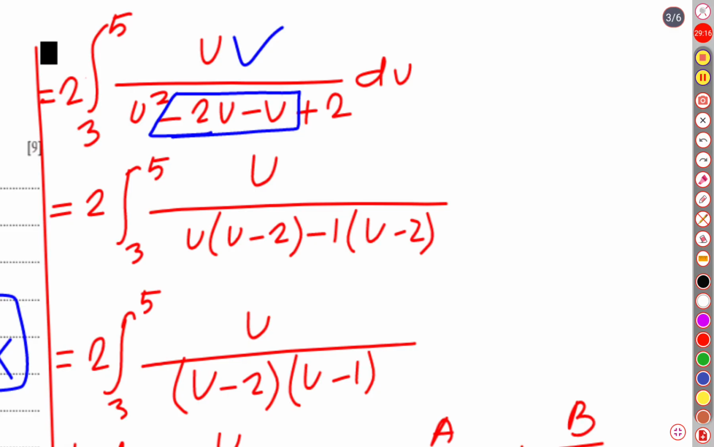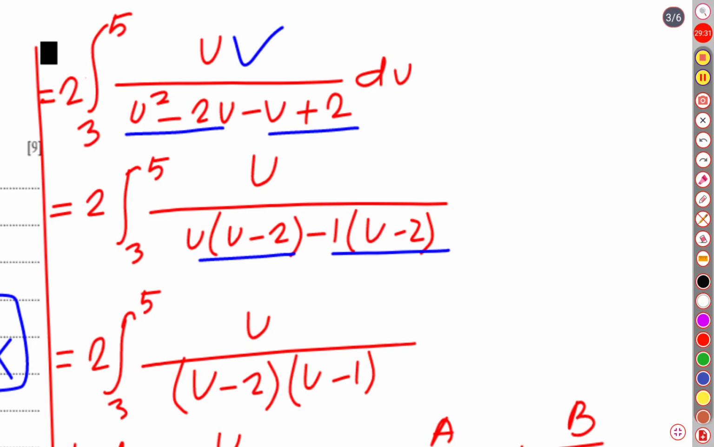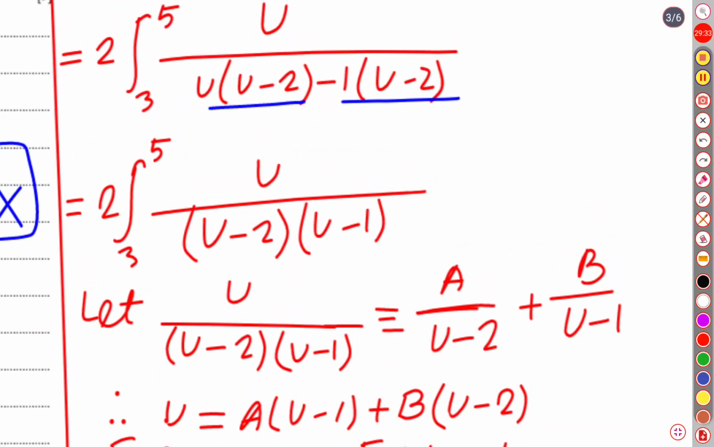From the first pair you can see that u is common. So if you take u common, it remains u minus 2. From the next pair, if you take negative 1 common, you will get u minus 2. So between these two, u minus 2 is common. If you take u minus 2, there remains only u, and from the second there remains minus 1, so we have written u minus 1. So this is actually our given function converted into u.